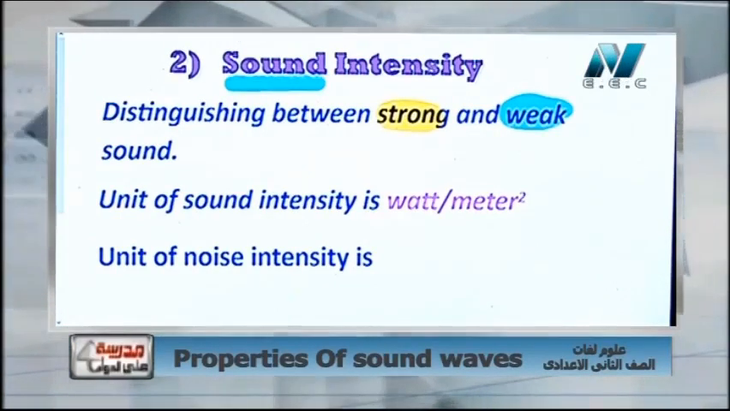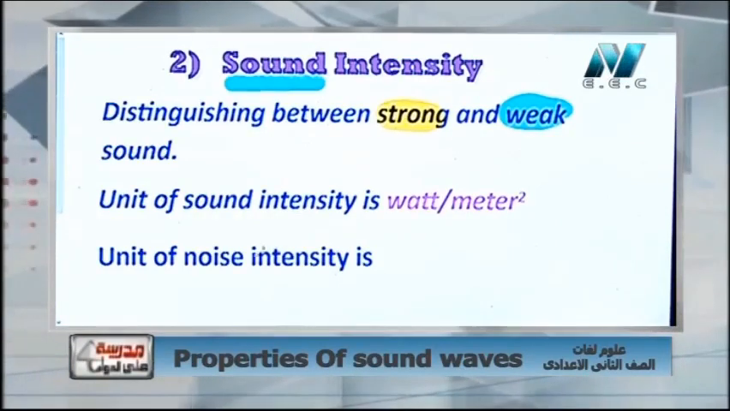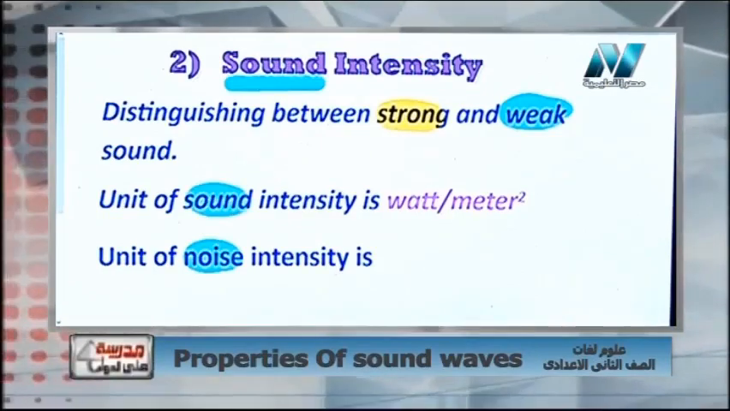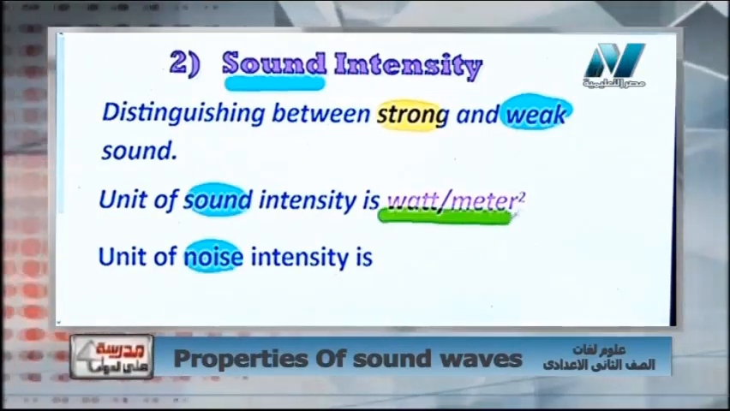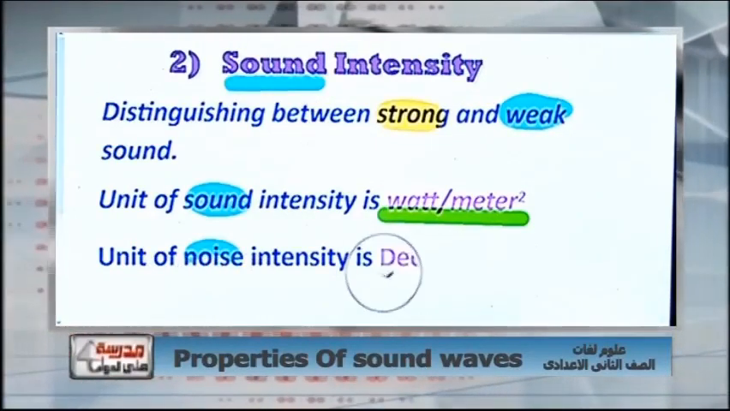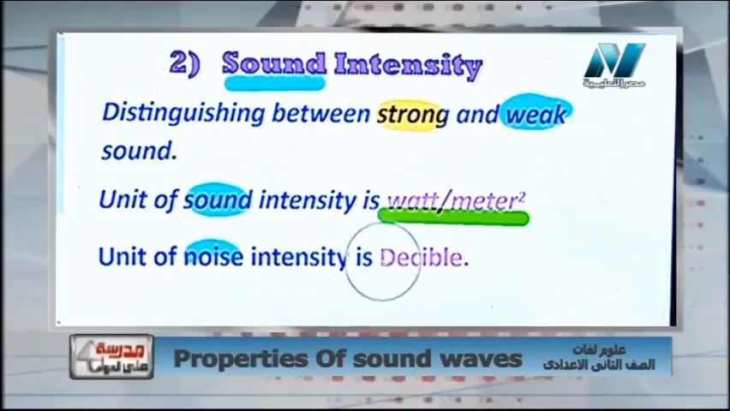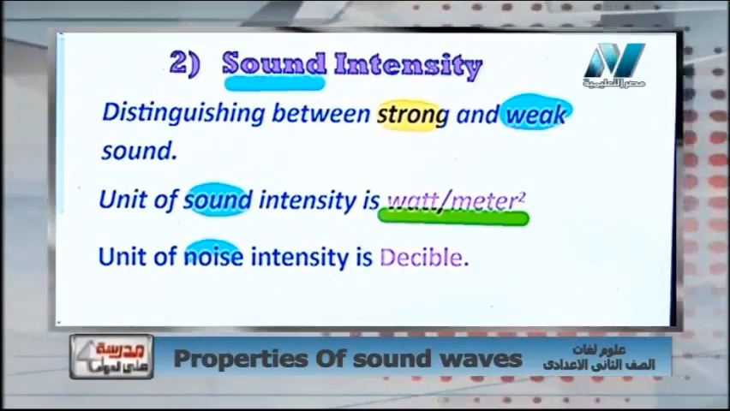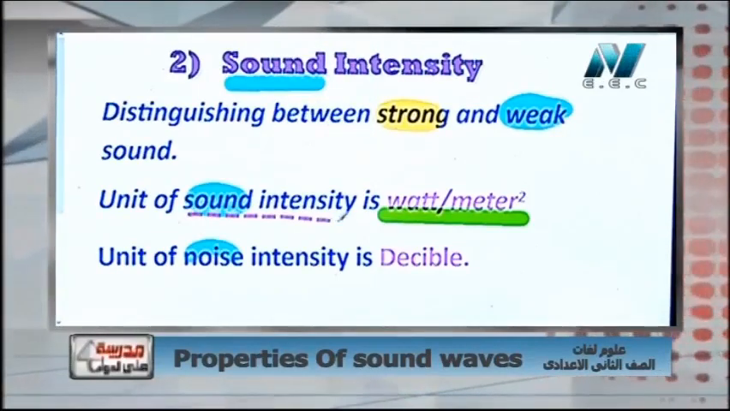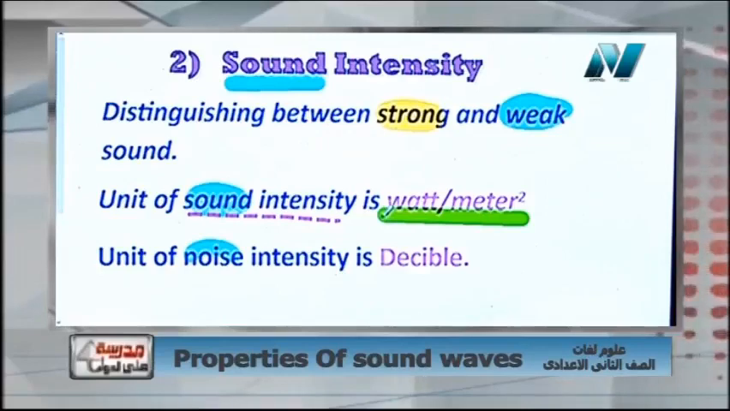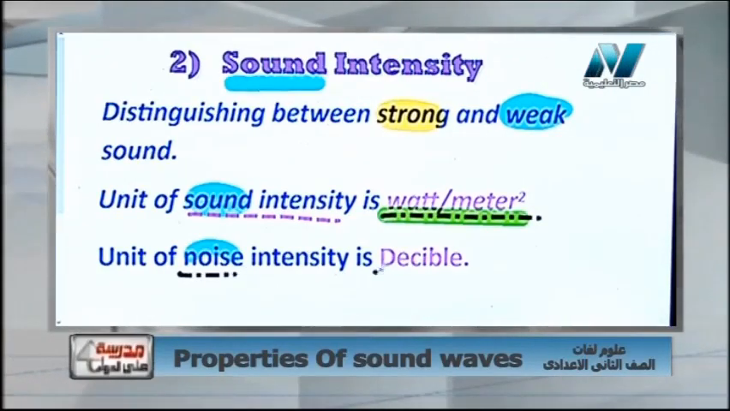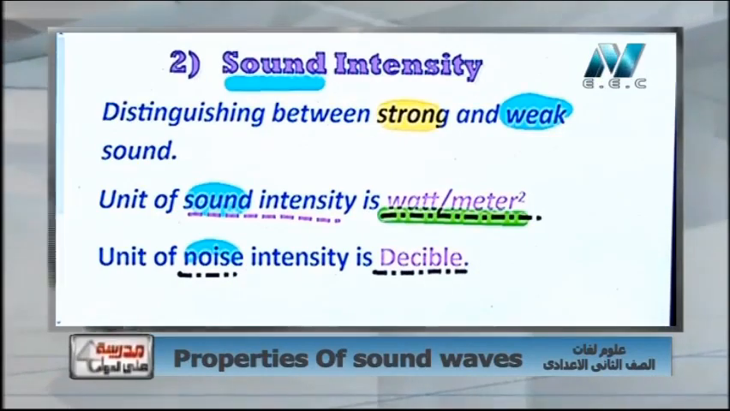On the other side we have the measuring unit of noise intensity. Here sound intensity is measured in watt per meter squared. But we have another measuring unit of noise intensity: decibel. Note we have two measuring units, not only one. Sound intensity's measuring unit is watt per meter squared, and noise intensity's measuring unit is decibel. Okay.